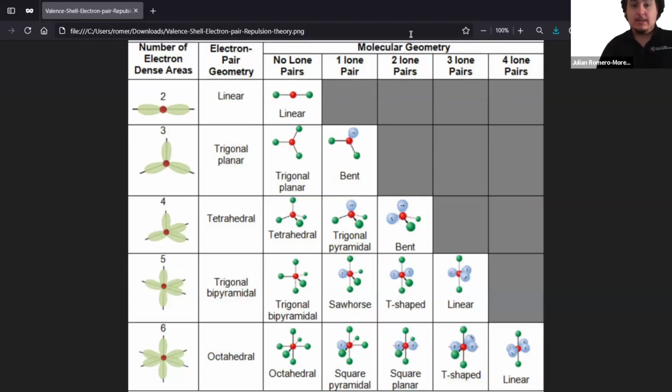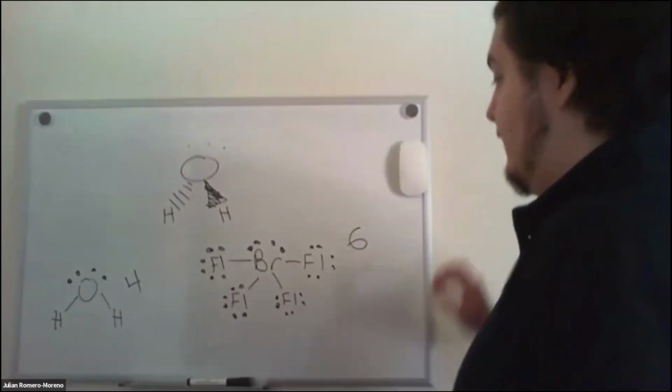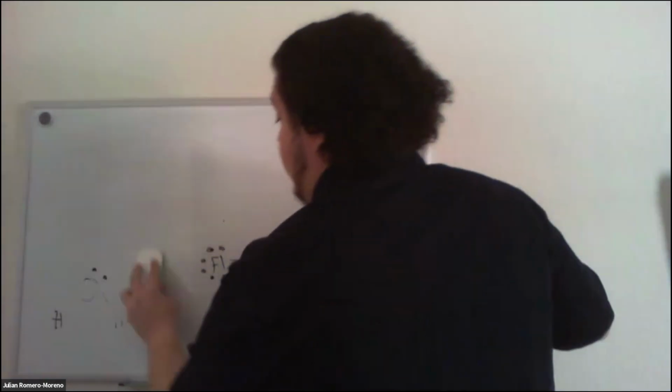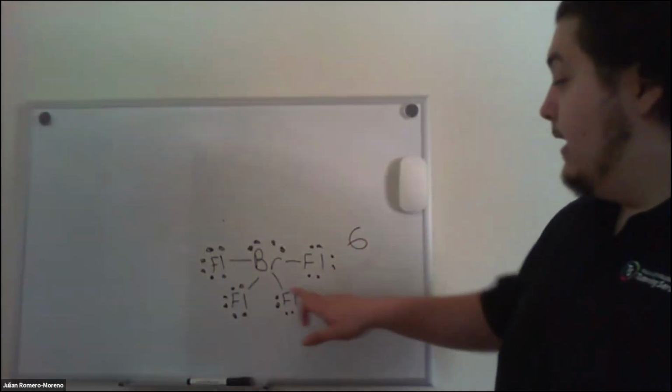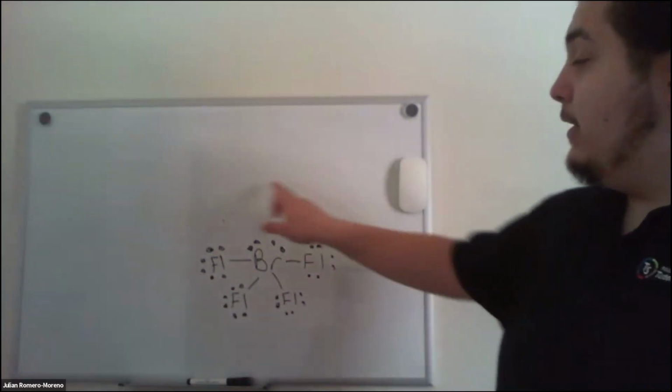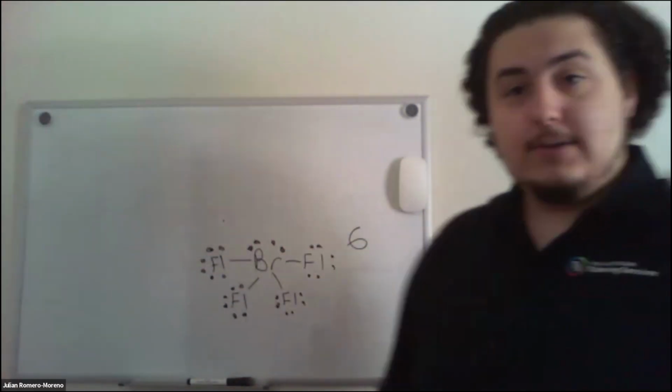Now you can do this yourself. So if I go back to the board, you can assess right here, this bromine tetrafluoride has a total steric number of 6, but 2 lone pairs. On your own, use that graph and try to figure it out.